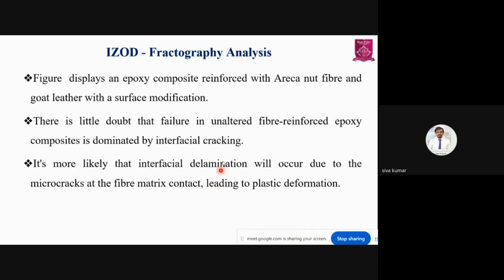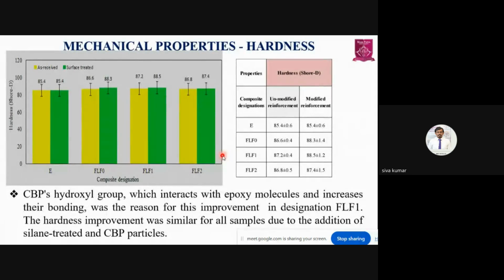Yeah, and moreover, delamination is another one of the important characteristics for goat leather and natural fiber composites, because this delamination is a very important characteristic. It is one of the drawbacks. You have to improve the delamination quality to enhance the property, to enhance the load carrying capacity of the polymer composite.